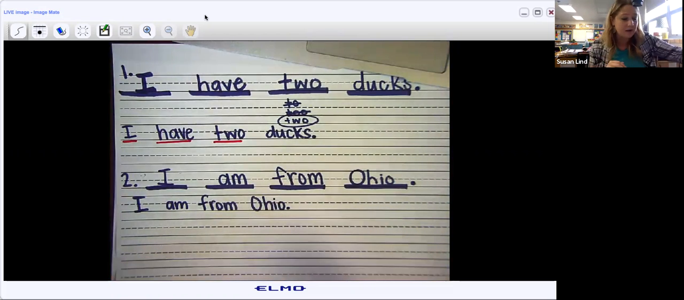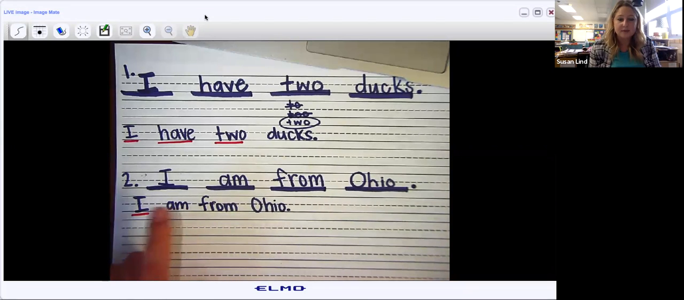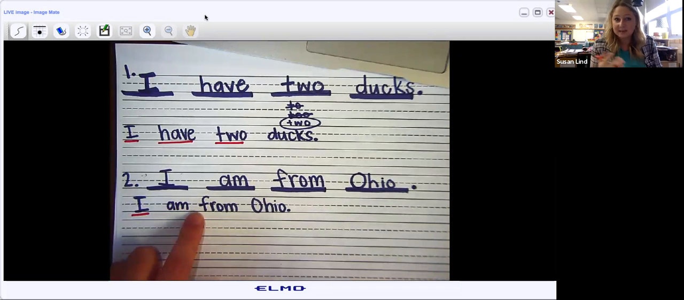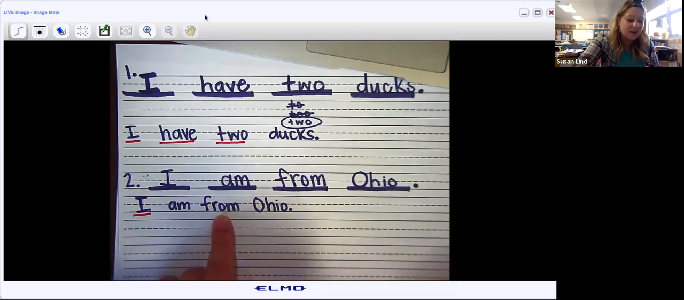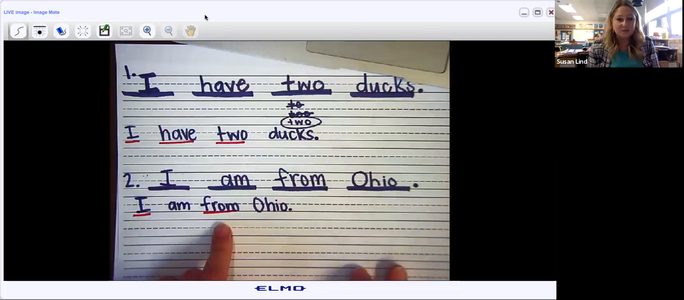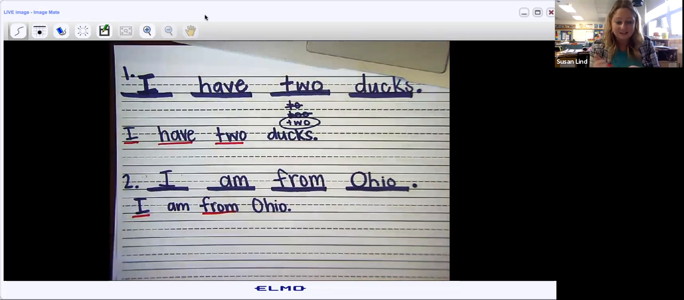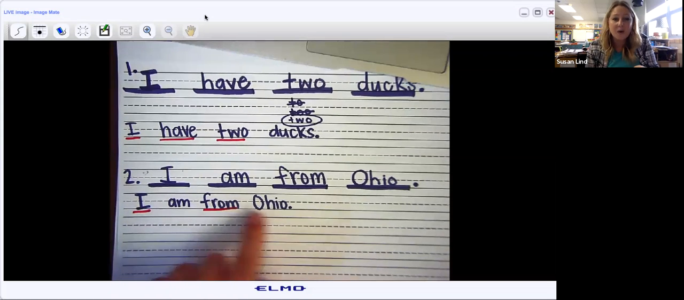I'm going to underline my red words now. I, that's one of our sight words. Am. I'm not going to underline that word because I can sound it out. I'm going to skip that one. When I come to it and don't know it, I can easily sound it out. No problem. From, that is one of our sight words. From is a hard word to sound out. So we're going to underline that one. And Ohio, that's not one of our sight words. That's just the name of our state. I'm going to leave that one go. I am from Ohio.